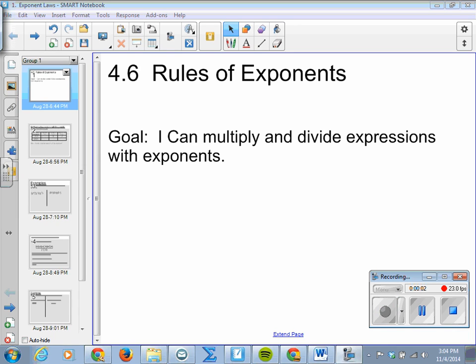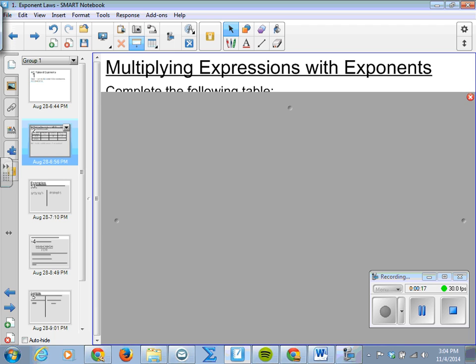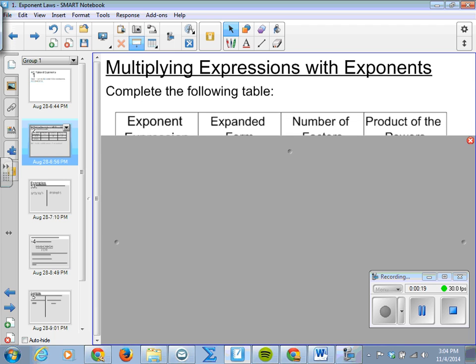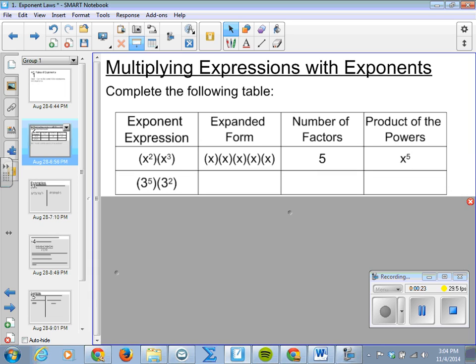Our lesson for today is over the rules of exponents, and we're going to be able to multiply and divide expressions with exponents by the end of our lesson. Remember to pause and rewind this video as we go on at your own pace. So we're going to start with multiplying expressions with exponents. And you should have a table, I believe, on your note sheet. Looks like that. We are going to go through each row one at a time.